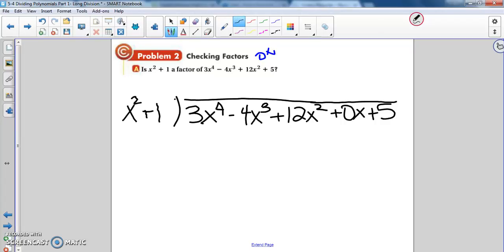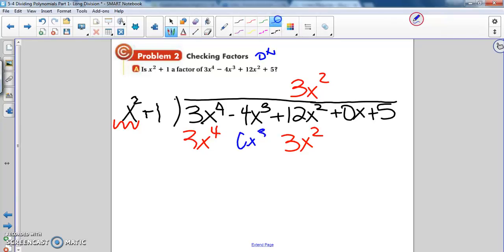So first, what do we need to multiply x squared by to get 3x to the 4th? And I need to multiply by 3x squared. So I'm going to line up my place values and multiply. And I get 3x to the 4th plus 3x squared times 1 is 3x squared. We don't have an x cubed, so I'm going to write 0x cubed. And I'm subtracting all of this. 3x to the 4th minus 3x to the 4th cancels. Negative 4x cubed minus 0x cubed is negative 4x cubed.